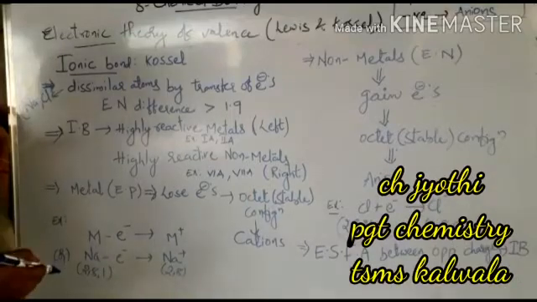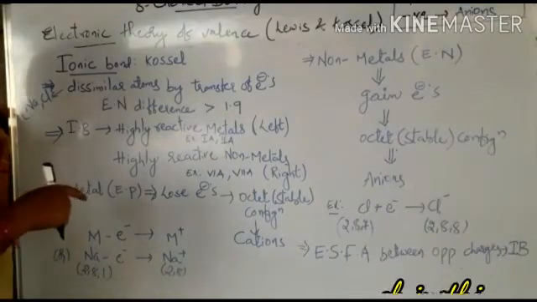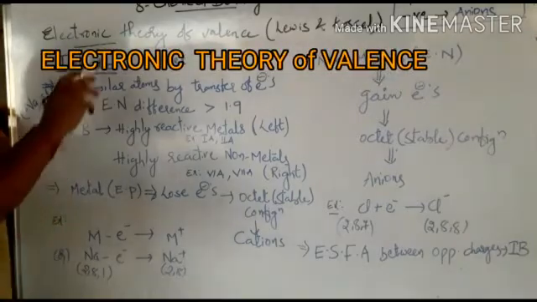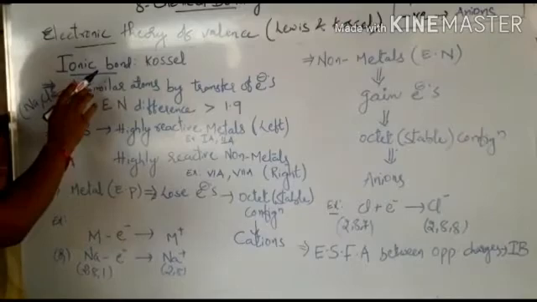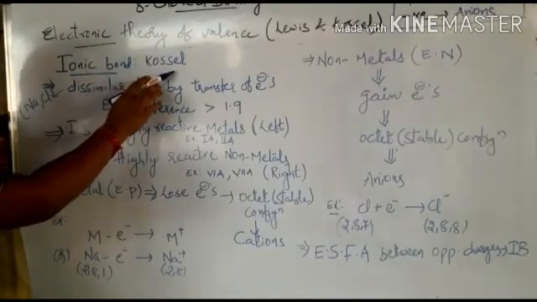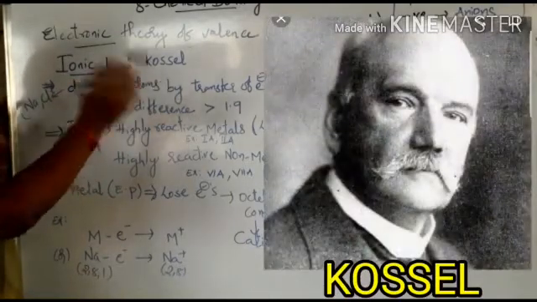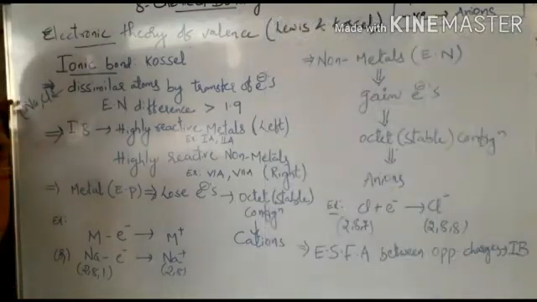Students, in this video we will discuss chemical bonding part 2, that is the electronic theory of valence. Under this we will discuss ionic bond, which was given by the scientist Kossel. So this is a continuation of the former video.